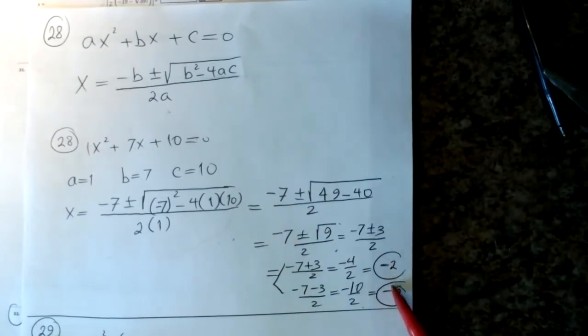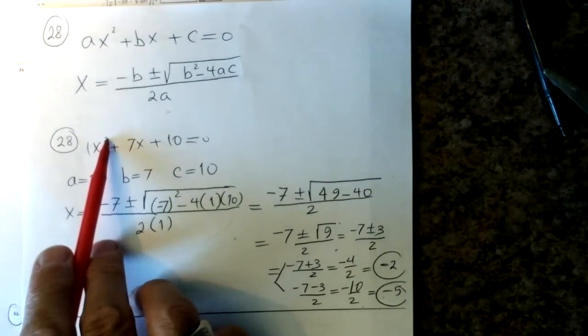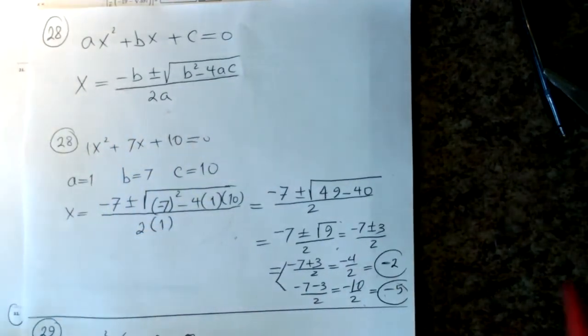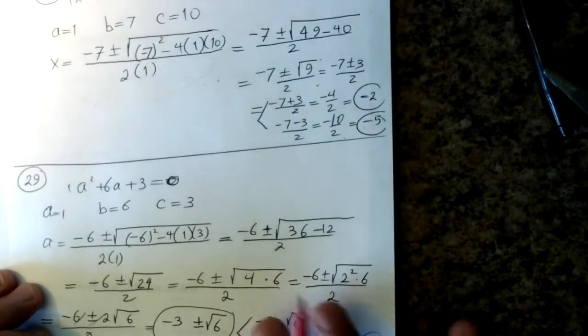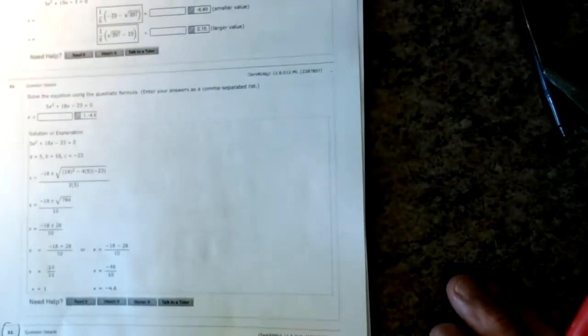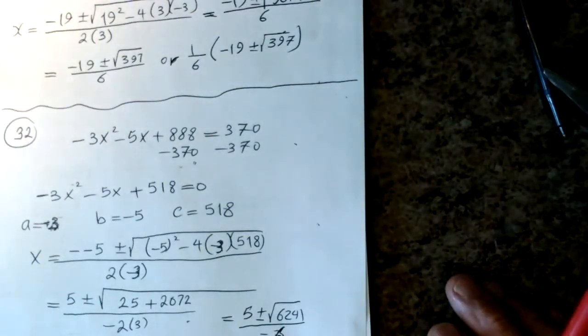And you always come up with two answers. Why? Because it's the second power, which means you have two. And I have the solution for 29. So I'm going to leave a copy of this online so you could actually see the solution. Same thing for 30 and 32.